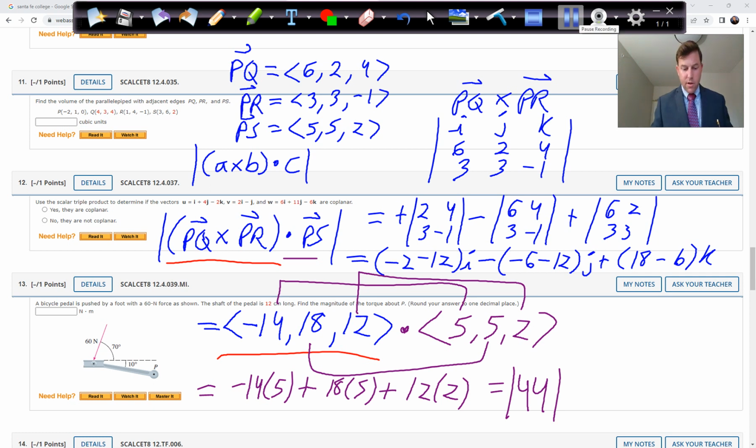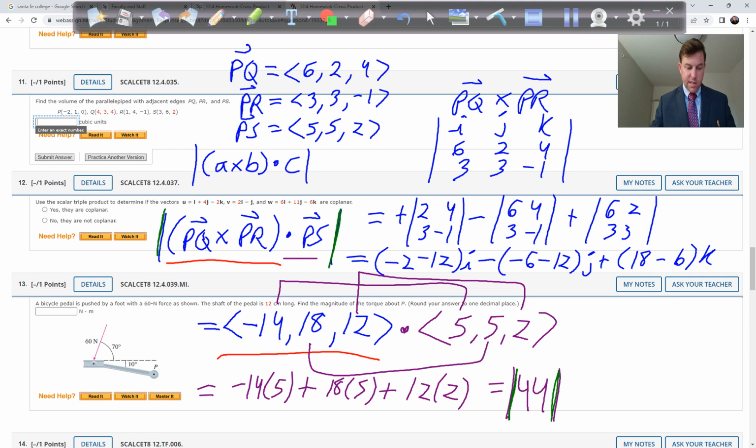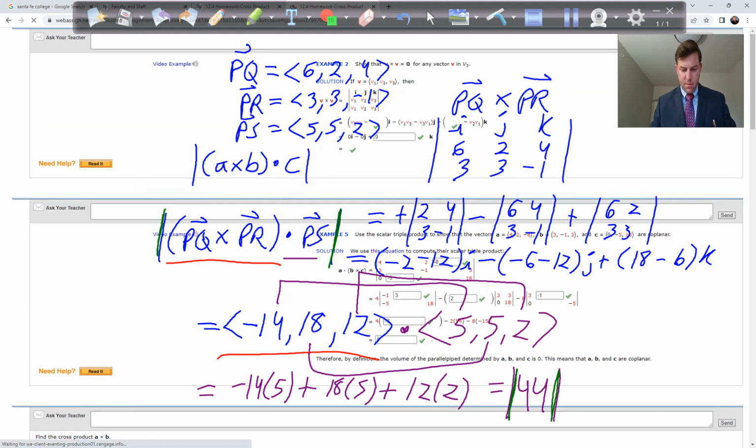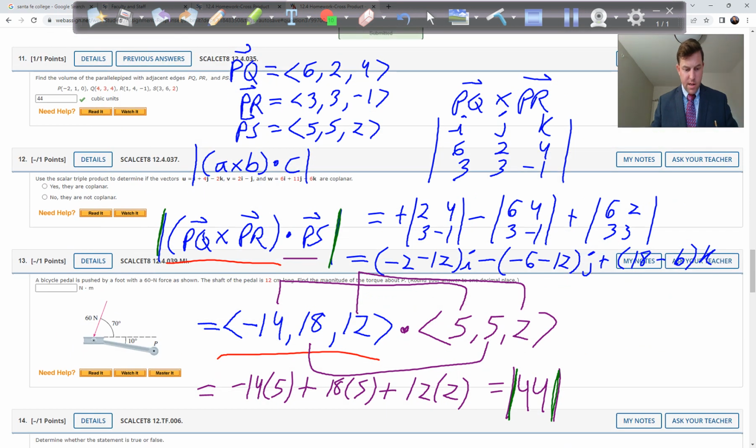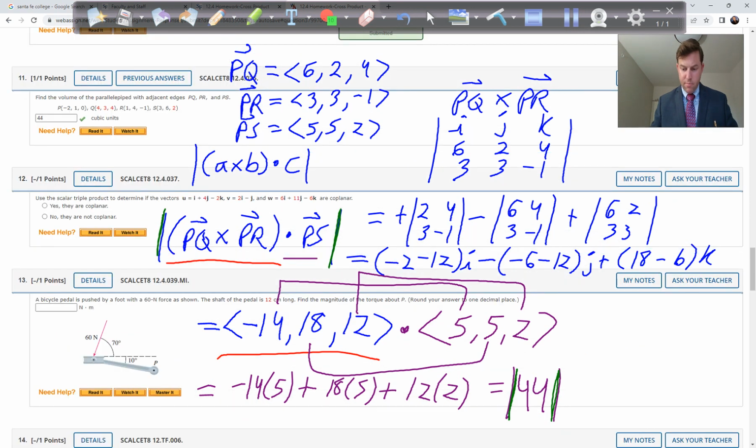Now, there is an absolute value around this, which just means it's an area, you can't have a negative number. So if this turns out to be negative, well, negative areas don't make sense, so you're just going to report the positive value. Mine was positive, so it didn't matter. 44 in my case. And that's the area of a parallelepiped. Parallelepiped, I've heard it said different ways.